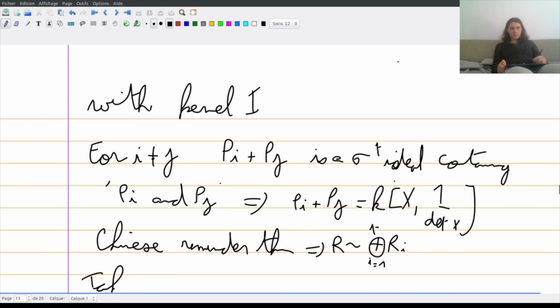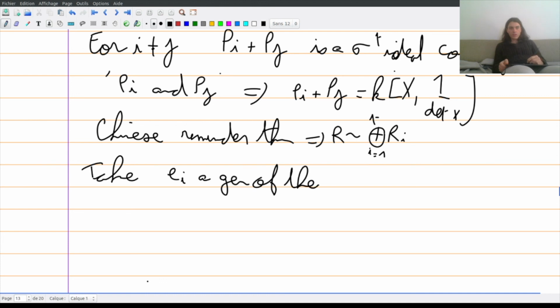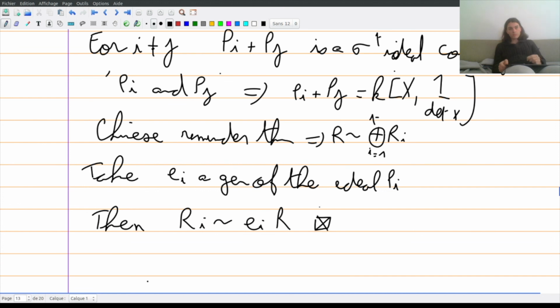And if you take a generator of the ideal Pi, then R takes the form ei times R, and the proof is complete. They are in direct sum, and so everything is proved.